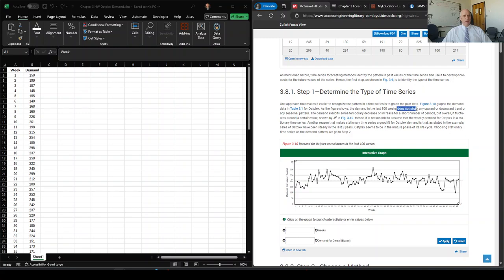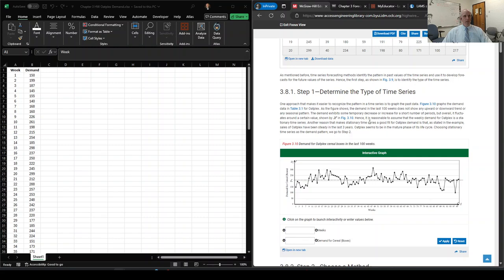It says there's not any upward or downward trend or any seasonal pattern. The demand exhibits some temporary decreases and increases for a short number of periods. Overall, it fluctuates around a certain value, shown by the L in 3.10. Hence, it is reasonable to assume the weekly demand is a stationary time series.